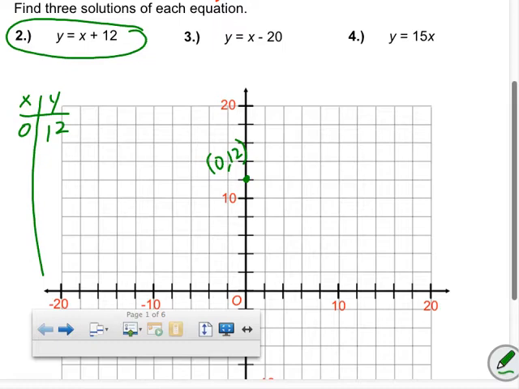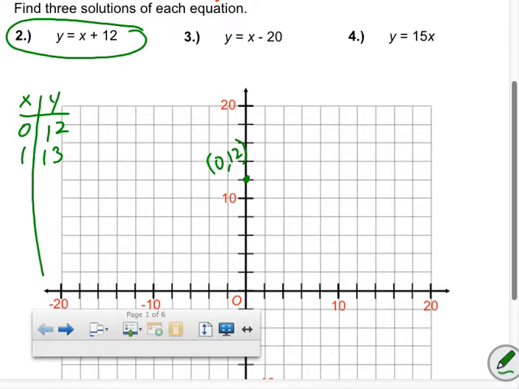Goldis. 1 and 13. Okay, we can do (1, 13). What else? Give me some other one. Give me some bigger numbers. Does anybody know where my graph is going to cross the x-axis? Where would my graph cross the x-axis? What would my y have to be for it to cross the x-axis?